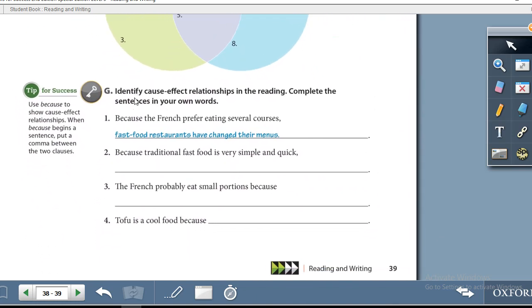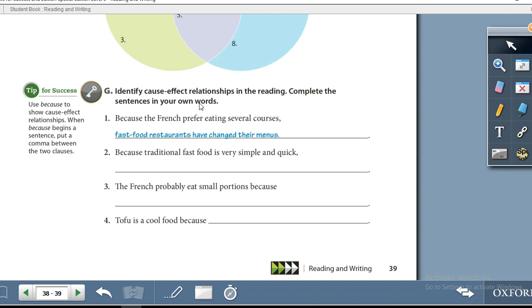Exercise G. Identify cause and effect relationships in the reading. Complete the sentences in your own words. Right, so cause and effect. Let's look at number 1. Because the French prefer eating several courses, right? Fast food restaurants have changed their menus, right? So in this exercise, you are going to identify the cause and effect, right?